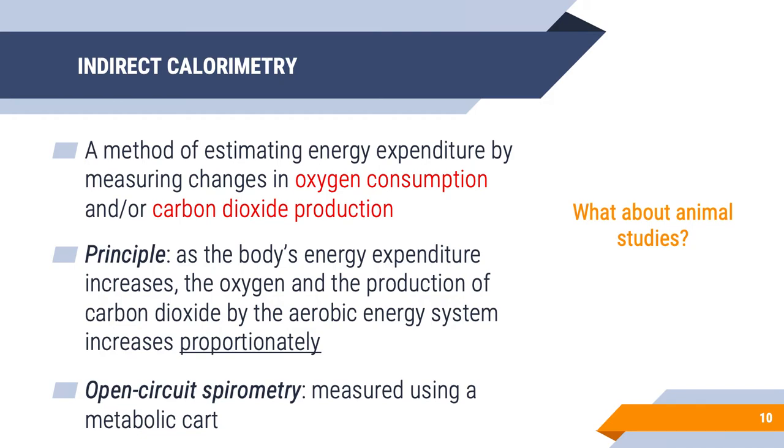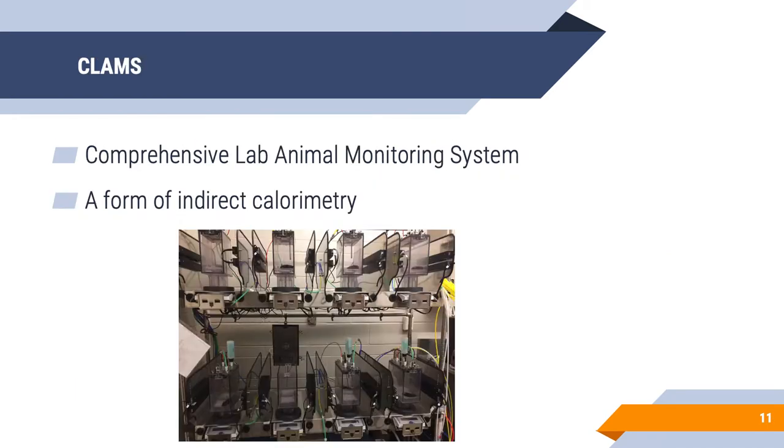This is measured through something called open circuit spirometry. Basically, we use a metabolic cart, which you guys have seen, to perform these measures. What about animal studies? So in animal studies, we have something called the Comprehensive Lab Animal Monitoring System, or CLAMS. Basically, it's a form of indirect calorimetry for animals in which they're housed in cages that can measure the amount of oxygen they're taking in, the amount of carbon dioxide they're producing, so that we can get an indirect measure of their energy expenditure.